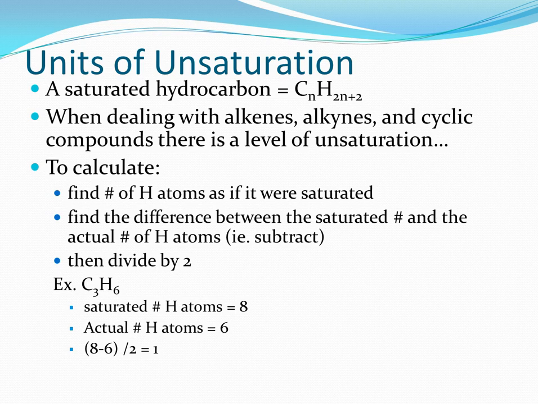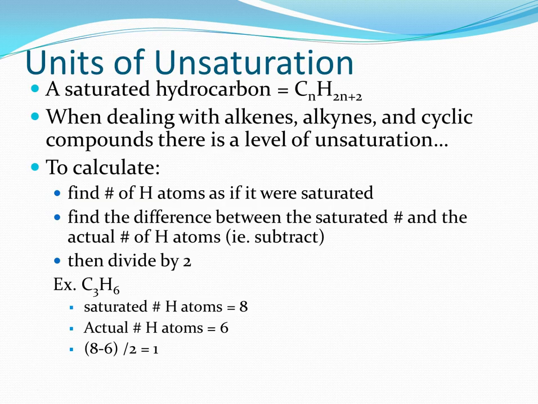Unsaturation is caused in alkenes, alkynes, and cyclic compounds because there are not twice as many hydrogens plus 2 hydrogens for each carbon atom. You may be asked to give the units of unsaturation of a given molecule. To figure this out, you must first determine how many hydrogens a molecule would have if it was saturated, and then subtract the number of hydrogens the molecule actually has. Finally, we divide the difference by 2.